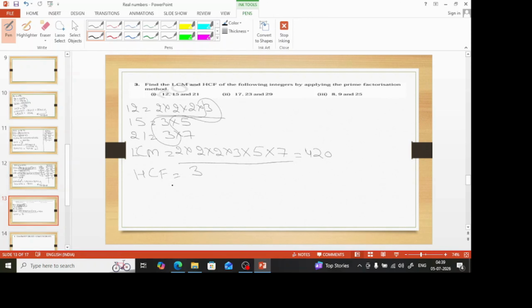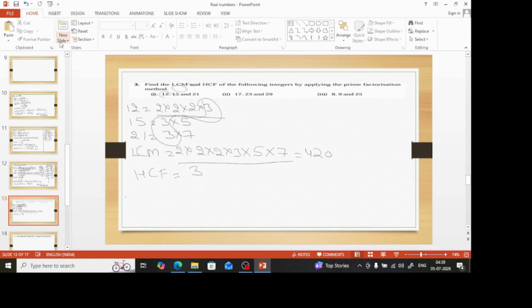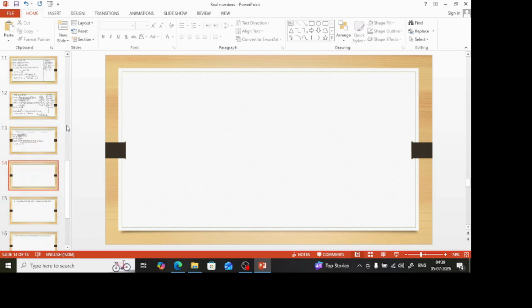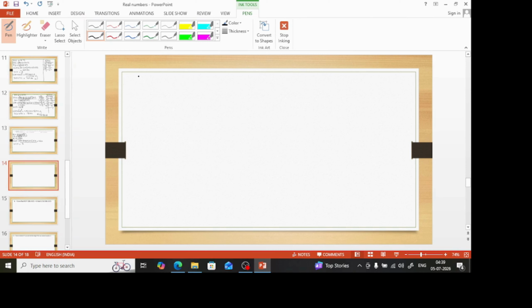Now come to the second part of question number 3. The second part is LCM and HCF of 17, 23 and 29. First we will take 17. Prime factors of 17 are very simple: 1 into 17, or 17 only.